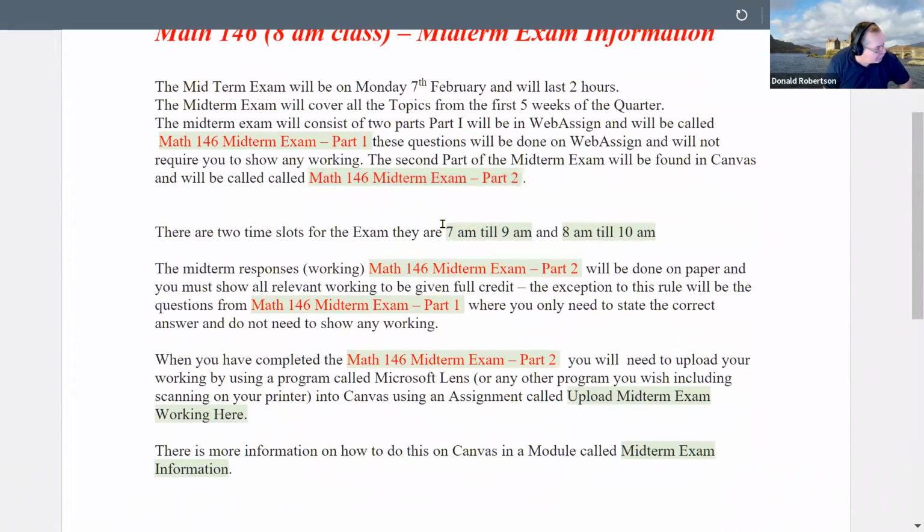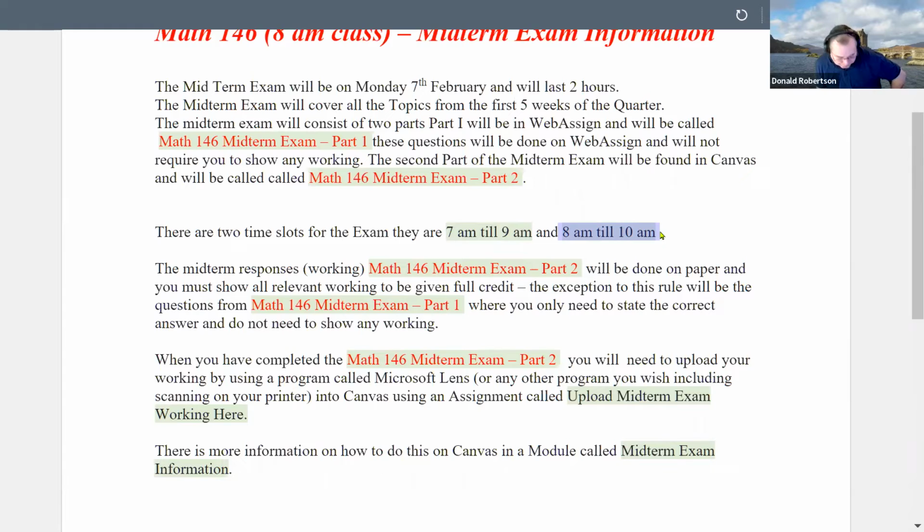Okay, there are going to be 2 slots. You get 2 hours, 7 till 9, or you can do it 8 till 10. If none of those slots work for you, you have to talk to me. And there is a 3rd time slot, 7 till 9 p.m. So somewhere in there, you should be able to make it. Okay.